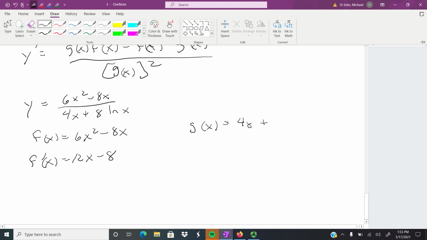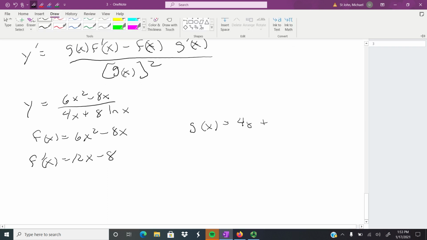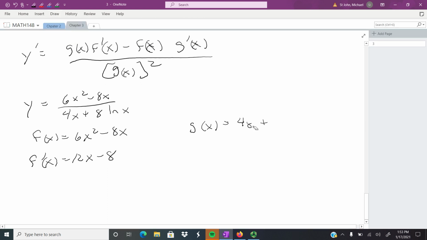4x. Eraser. 4x. There we go. So 4x plus 8 ln x. And then the derivative of that is going to be 4 plus 8 over x.